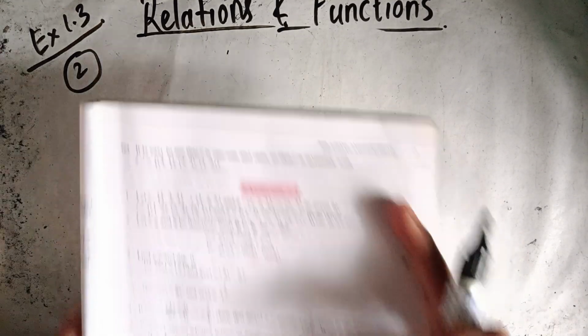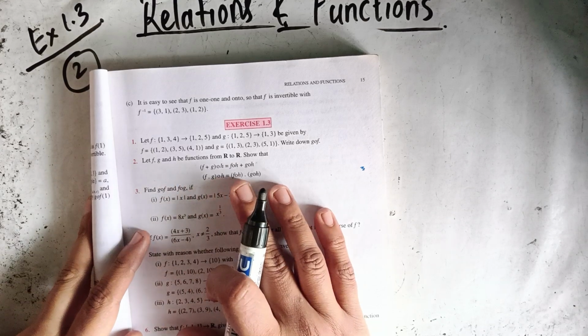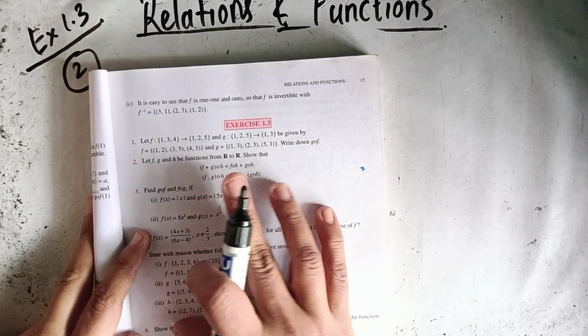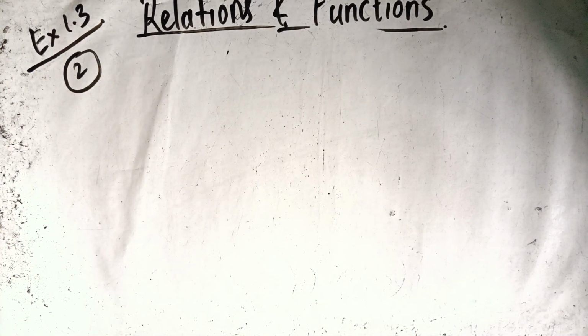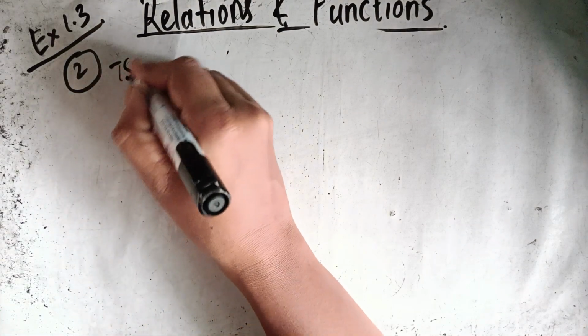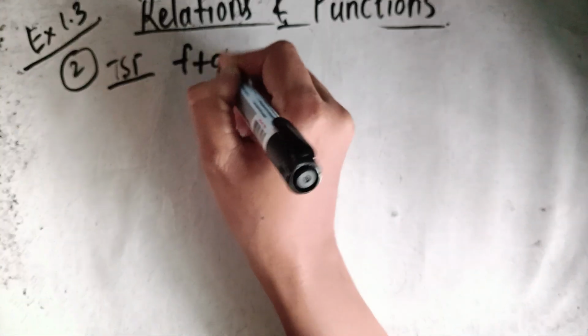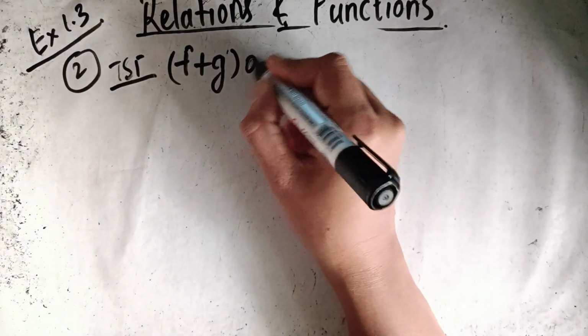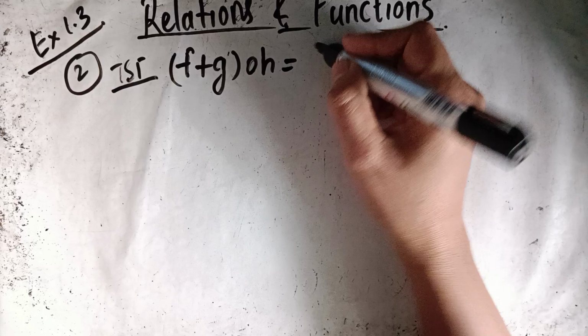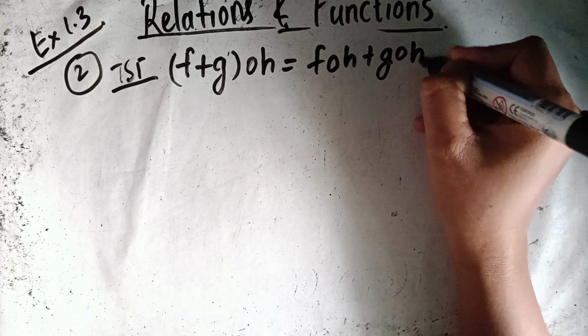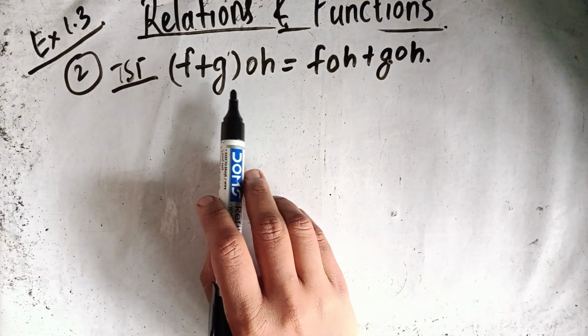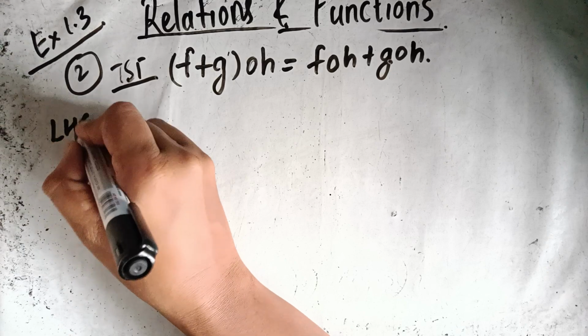The second question is: let f, g and h be functions from R to R. Show that... so you have to show this. So let's start. f, g and h, all three are from real numbers to real numbers. So we have to show that (f plus g) composite h is f∘h plus g∘h. Okay.